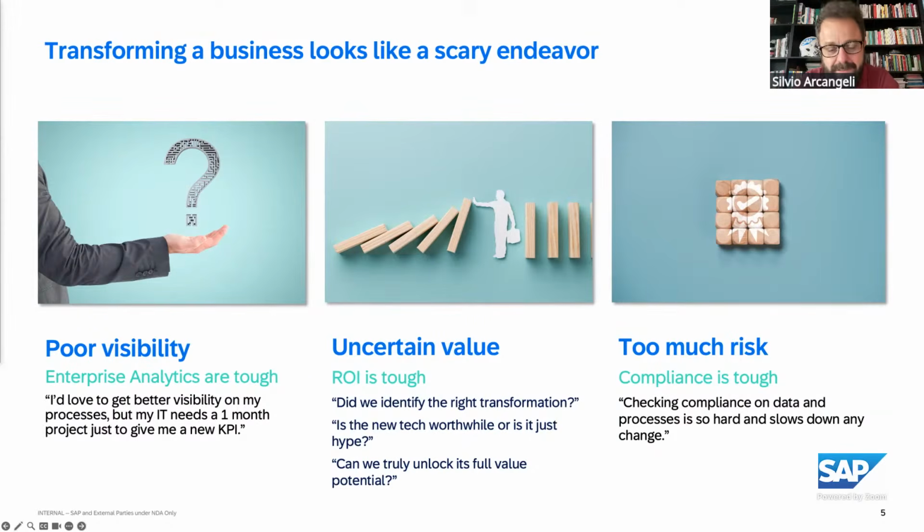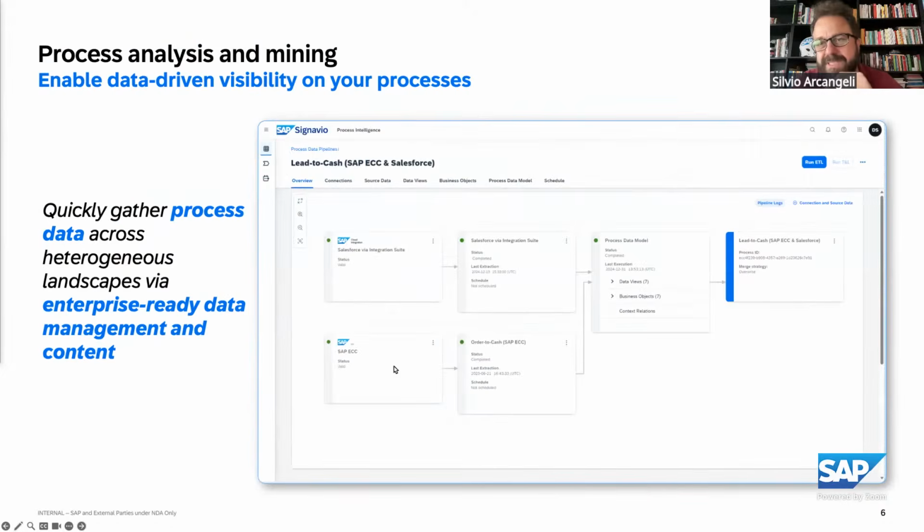right? And risk and compliance is always king because first thing is that we need to ensure that we all retain our jobs and that we safeguard the safety of our businesses. Now, how can technology help with these pains? Process analysis and mining can help in many different ways.